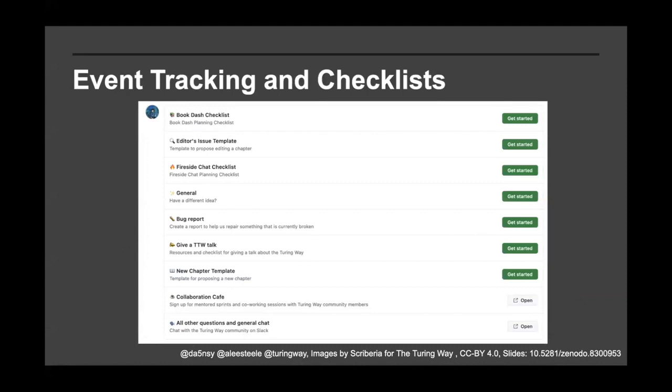Just a couple of examples here of what some of our issue templates look like. We have fireside chat checklists, as well as Turing Way talk checklists. And these are much more task oriented. In fact, we're definitely getting ideas here on how the suggestion of a fireside chat, for example, can use the same methods to make that process of co-creating an event happen on GitHub itself.